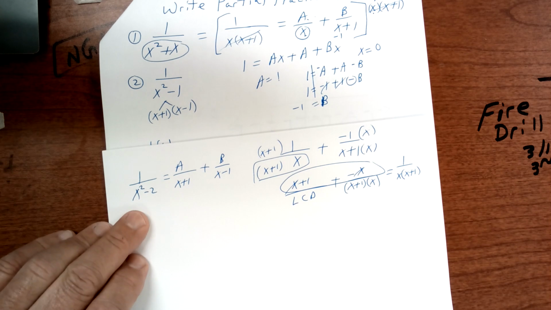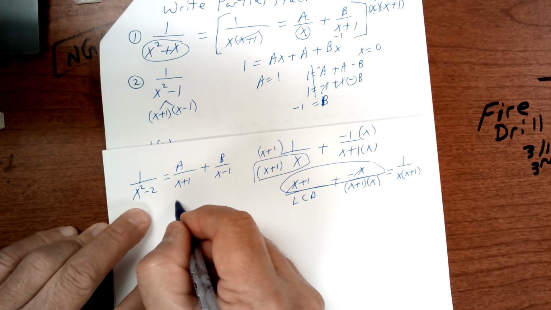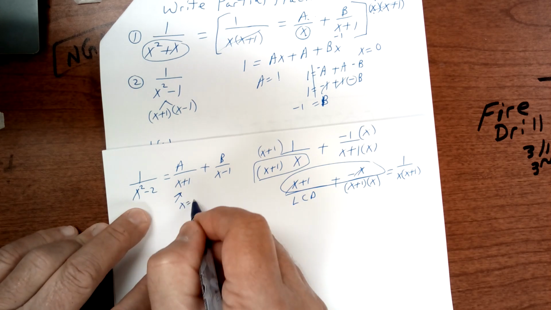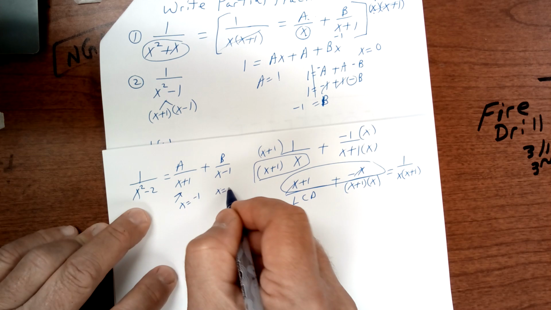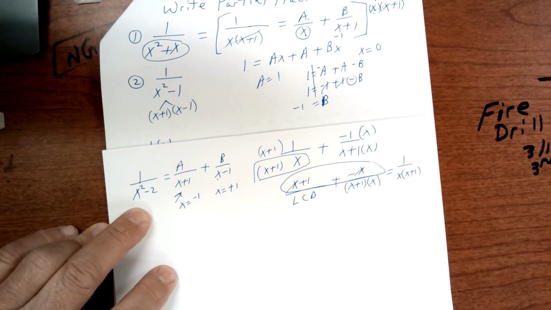You multiply by your least common denominator, and stuff drops out. What you're going to use for your x's, you're going to use x equals negative 1 and x equals positive 1, because 1 plus a negative 1 gives you 0. And you're looking for your zeros.